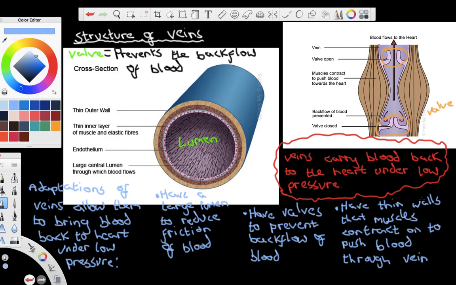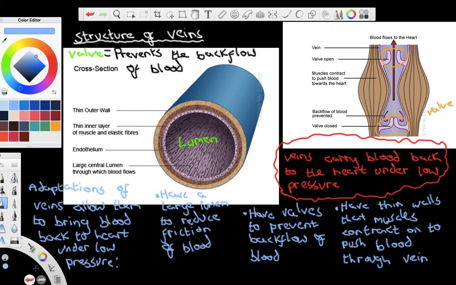So veins carry blood back to the heart under low pressure. They are adapted to do this because they have a large lumen which reduces the amount of friction of the blood as it tries to flow back. They have valves that prevent the backflow of blood, and they have thin walls that allow muscles to contract on them to push the blood through.